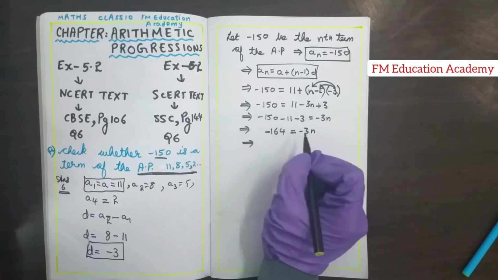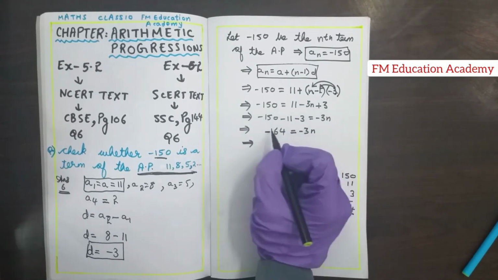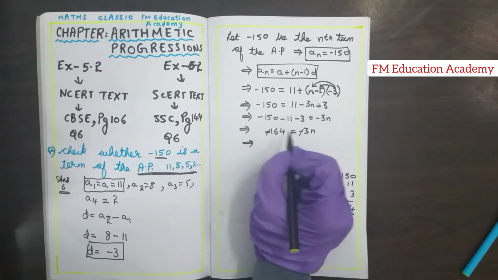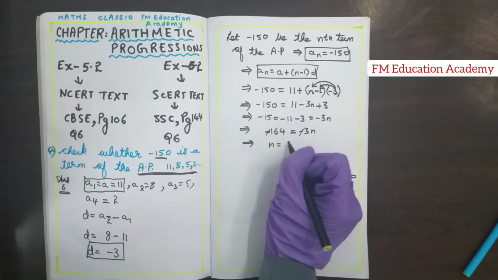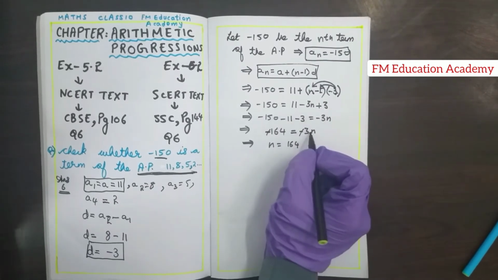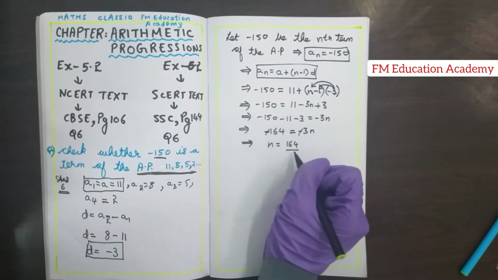Now on the LHS also I have minus, on the RHS also I have minus. So I can cancel both the minus on both sides. So minus gets cancelled. So I need n from this. So n is equal to 164 as it is. This is into 3. Into 3 if it goes that side it becomes divided by 3.